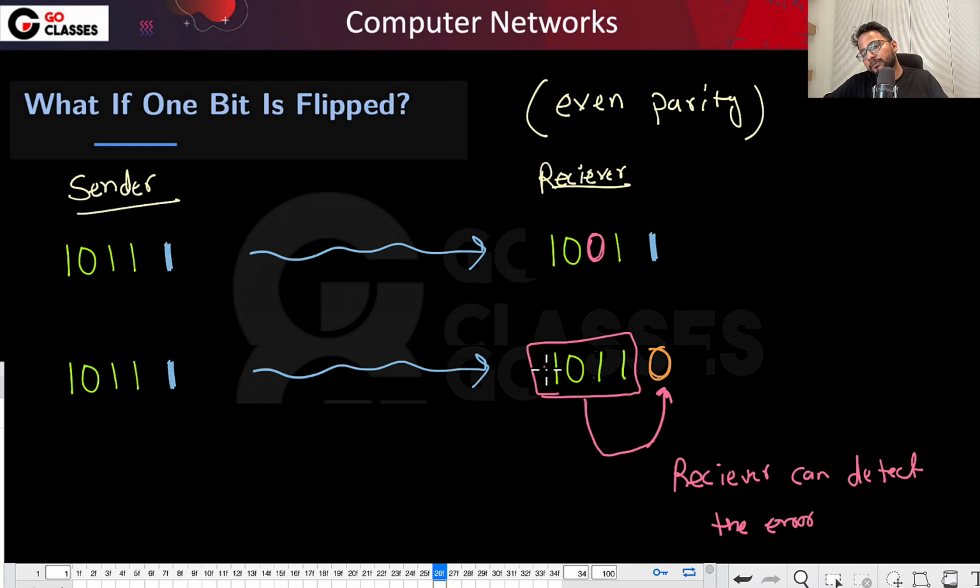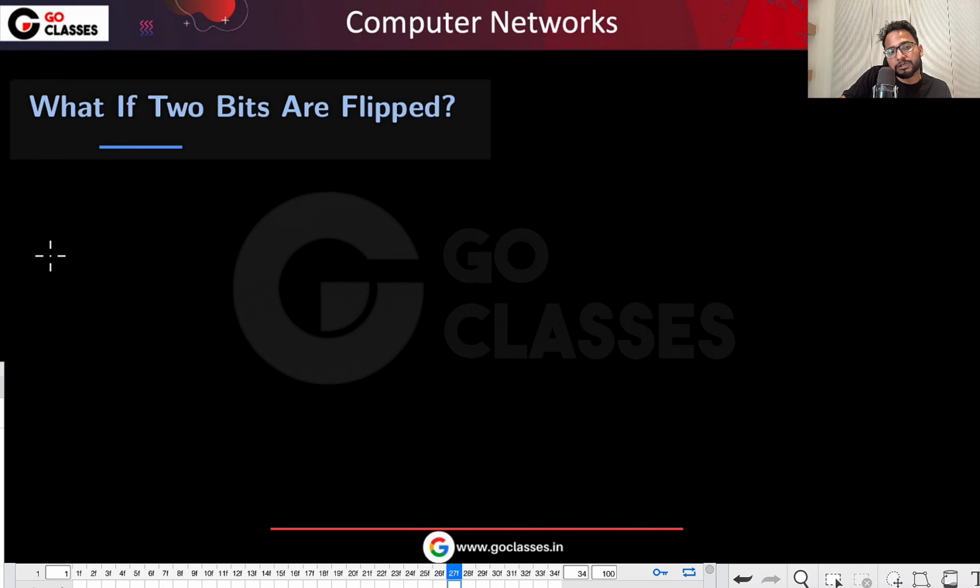The number of ones should be even, or the number of ones should be odd, like in the case of odd parity. That statement will be false if one of the bits gets flipped. So if one bit gets flipped, then the receiver will be able to detect the error. What if two bits get flipped? For example, 1011 is there.